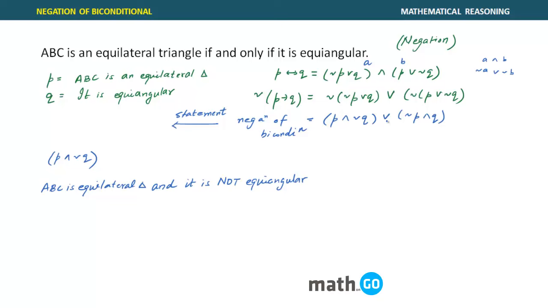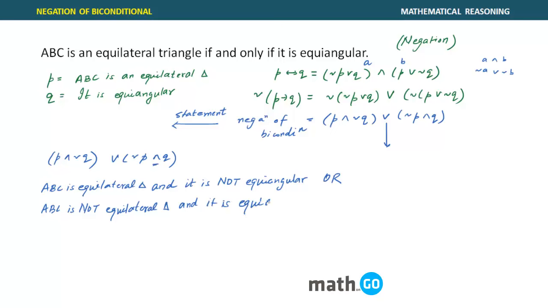Then you have this particular operator over here. This is OR, and then you want to write negation P intersection Q. Negation P will be ABC is not an equilateral triangle. Then you have this particular operator, which is AND, and Q is it is equiangular. So this is the negation of bicondition. This is the answer that you people will have to check out. This is the particular answer we were looking for.